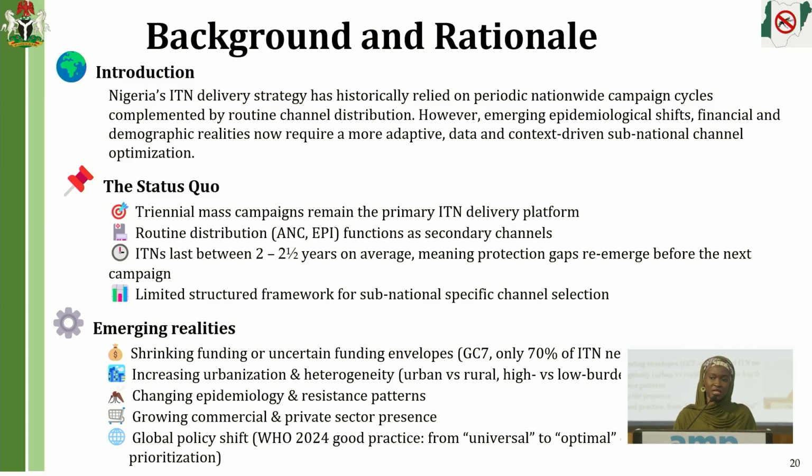Changing epidemiology and resistance patterns. Nigeria recently discovered the Anopheles stephensi, so those are the kind of vector changes, and then resistance to the different insecticides is being discovered every time as the vector adapts to the insecticide. Then we have a growing commercial and private sector presence, and then of course to consider the global shift, the WHO guidance of good practice from just universal coverage, to more optimal targeted optimization of delivery.